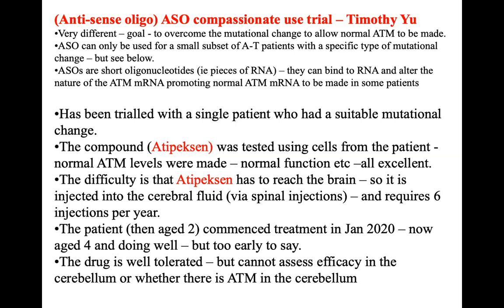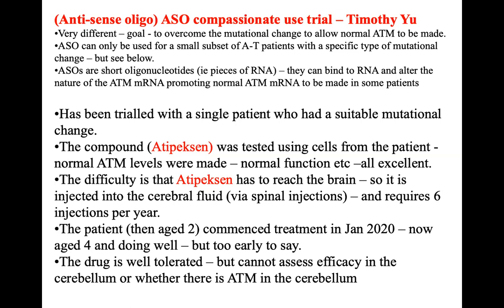The patient, who was age 2 when all this work started, commenced treatment in January 2020, so is now 4, and is doing well. But as all of you know who've got AT individuals, even at age 4, it's really hard to say that you've stopped the progression. So time is required to see whether there's really any impact.